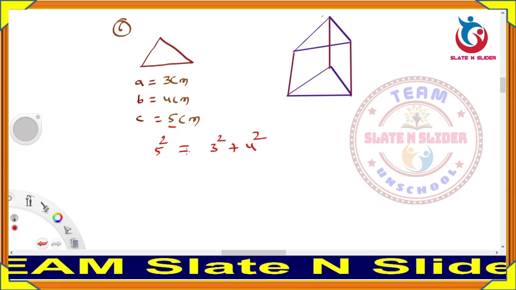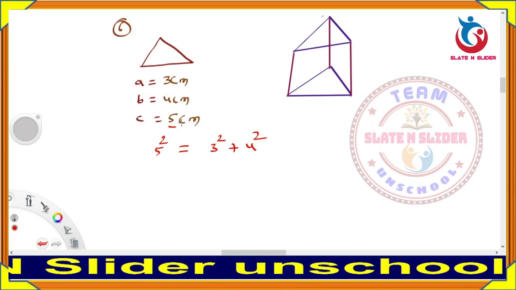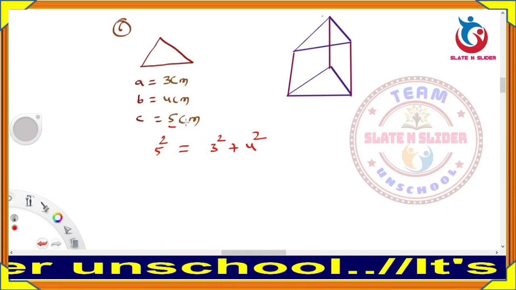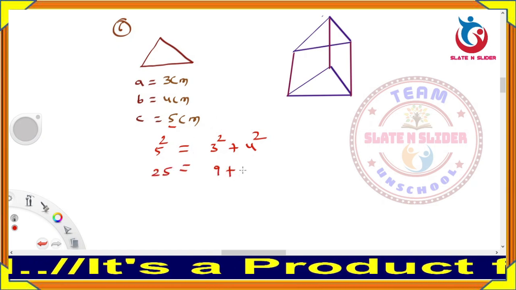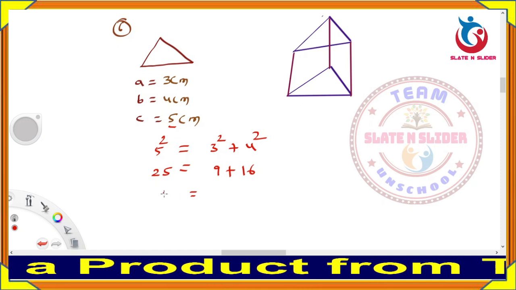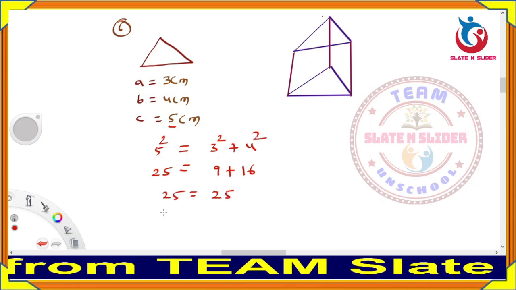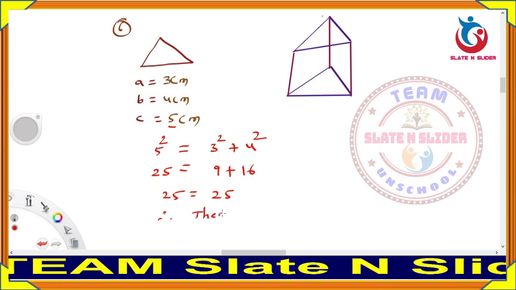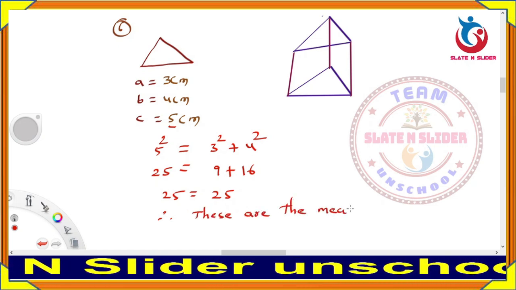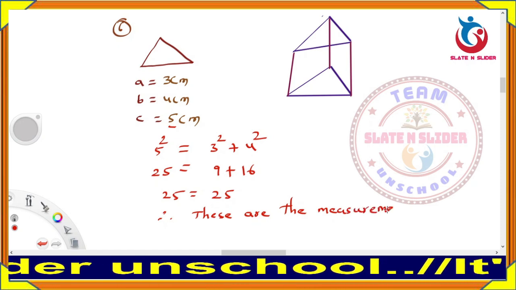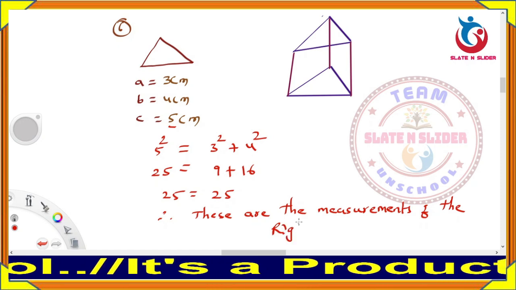If the two values are equal, then we can say that these measurements are the measurements of a right triangle. 5 squared is 25, 3 squared is 9, 4 squared is 16. So 25 is equal to 25. Yes, both are equal. That is why we can say that these are the measurements of a right triangle.